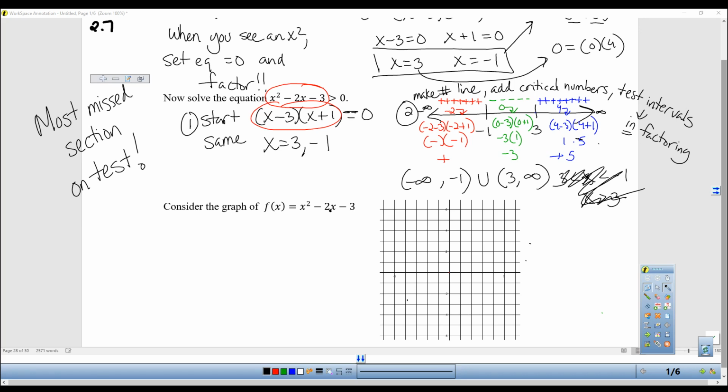So for me, I would just consider the graph of x squared minus 2x minus 3 because I love graphing. So y is x minus 3. It still starts the same way. And then I plot it, which is 3, -1. And I am not even going to be any more specific than that. I know it's an upward parabola. So it looks like this.